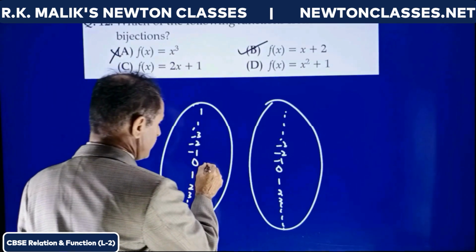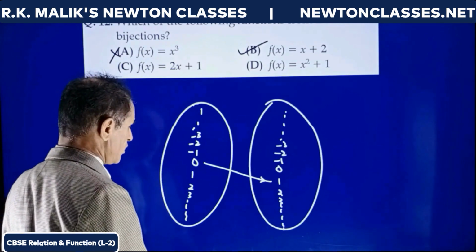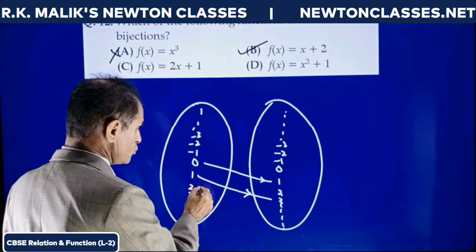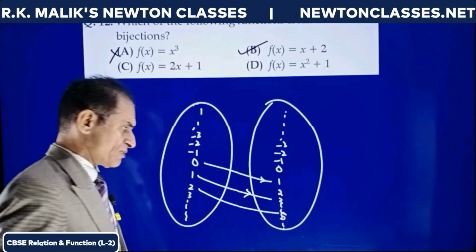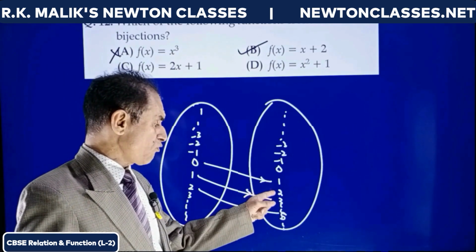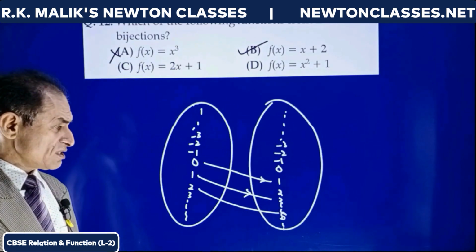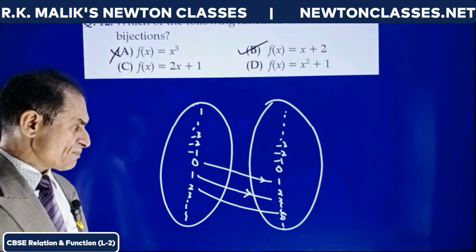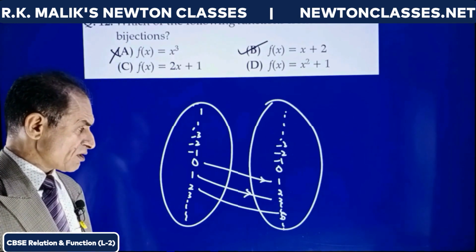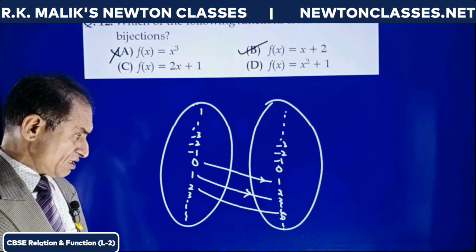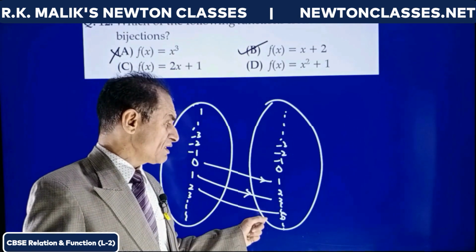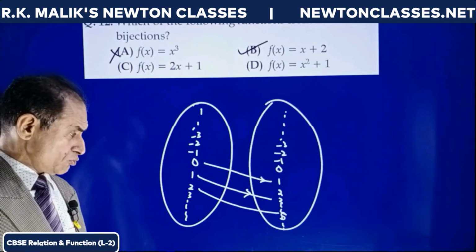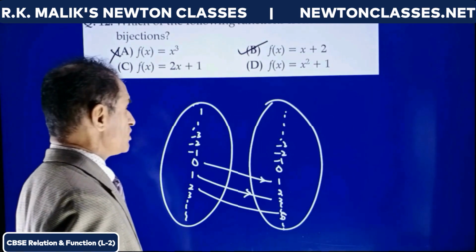Clearly, for x equal to 0, the value of y is 1. For x equal to 1, the value of y is 3. For x equal to 2, the value of y is 5. You can see very easily that on 2, 4, 6, etc. no arrow is reaching. Hence the function is not onto, because for the function to be onto, on every element of codomain, one or more than one arrow should reach. If there is even one element in codomain on which no arrow reaches, then the function is not onto. Hence I can say B is the only correct choice.